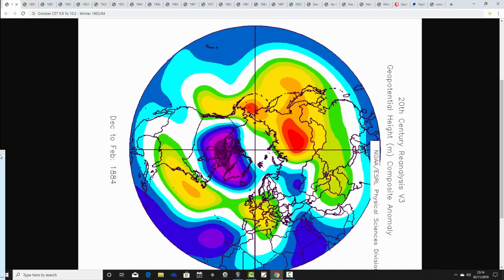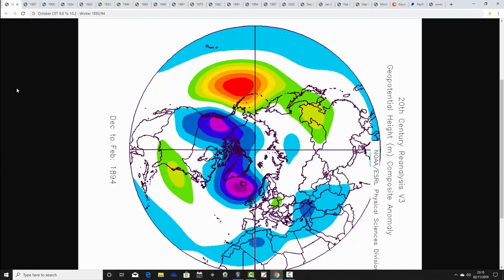The next winter is 1884. Lots of winters from the 1800s in this particular analogues package, you'll notice. So this one, with above average heights tending to be over to the south of the country, below average heights up to the north, that looks like a relatively mild and dry winter for the winter of 1883, 1884.